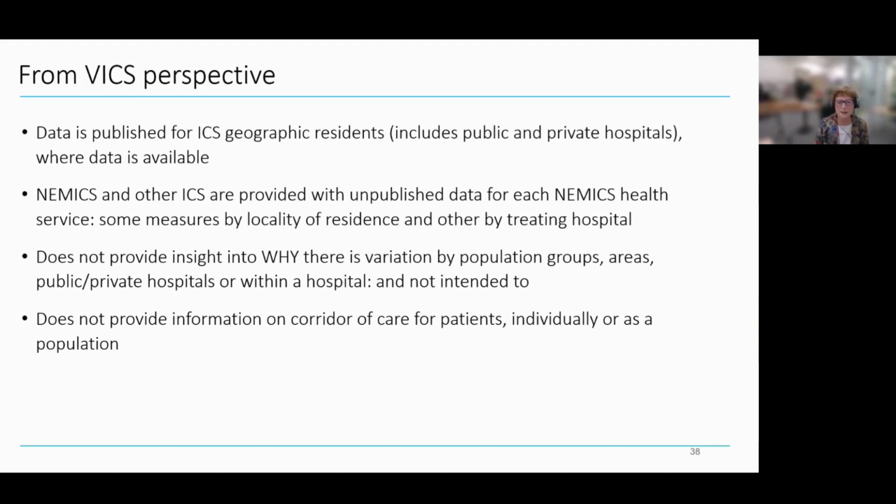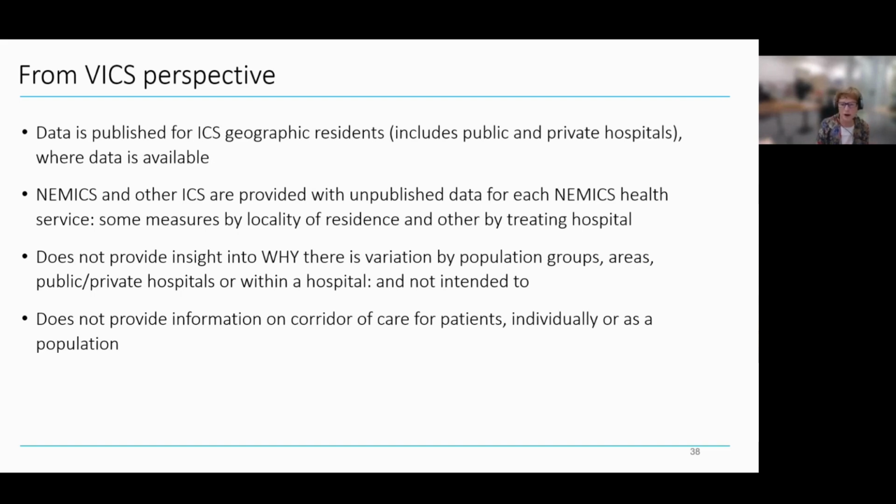So the data is published publicly for the ICS geographic areas and includes public and private hospitals where data is available. NEMICS and other ICS are provided with unpublished data for many of the indicators that can be assessed at that level. For each NEMICS health service, each of the 4 in your specific case, some measures are provided by locality of residence and others by the treating hospital, because you can imagine the data can be cut in both ways and tells you different pieces of information.